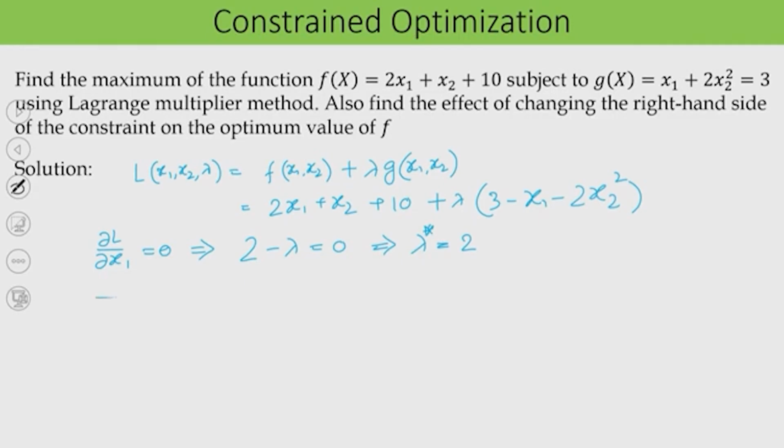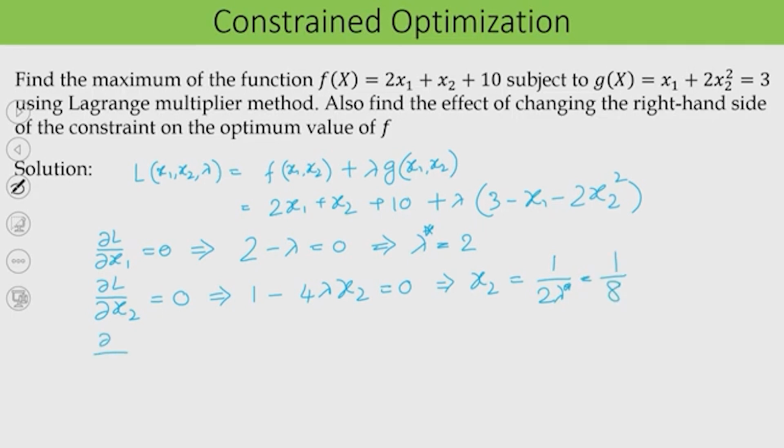The next necessary condition is del L by del x 2 equal to 0, and I will get 1 minus 4 lambda x 2 equal to 0, and from here if I solve it for x 2, I will be getting 1 by twice lambda star, and which is equal to 1 by 8.